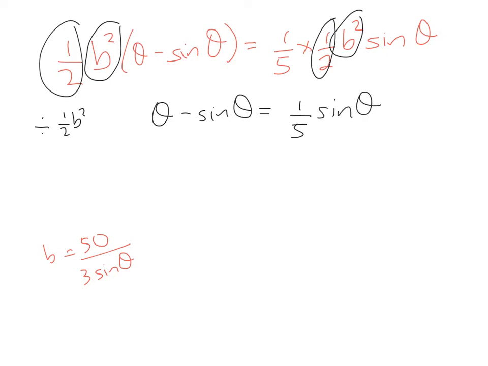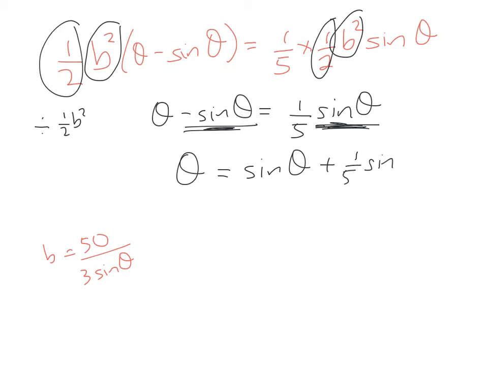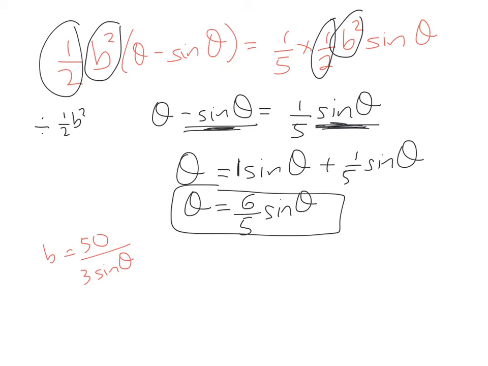Now we'll keep on cleaning up. We've got some like terms here. We've got a sine theta here, and we've got a 1/5 sine theta here. So theta is equal to sine theta plus 1/5 sine theta. And that gives me, this is 1 sine theta, so this is 6/5 sine theta. So we get down to here, and we look and go, well, I've got no B in there at all. I've got a sine theta, so how on earth am I going to show that?